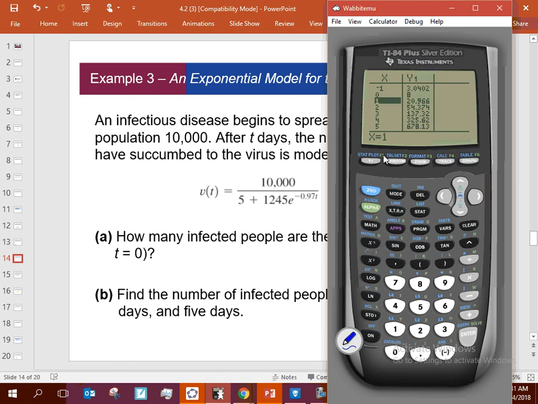If you don't have it set up as integers, you can go to second table set, and say I want my table to start at 0, and my change in table to be 1. That will start at 0, go to 1, 2, 3, 4. Then I go back to my table, and you see it starts at 0. So I would find 8 when I did 0. 1 day, it'll be 20 people. 2 days, it'll be 54 people. 3 days, it'll be 137 people. But as I move on, after 10 days, I'm up to 1969.